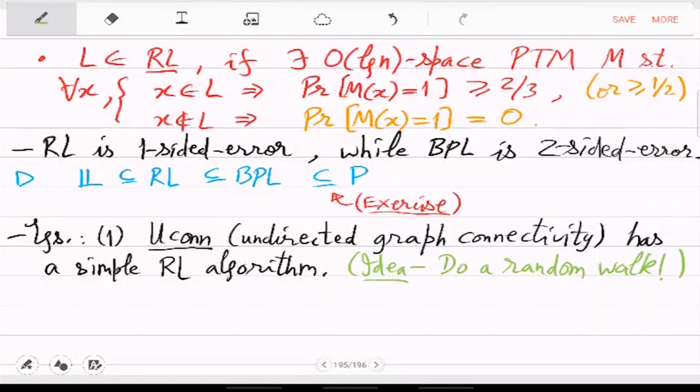Okay, so in the graph starting from S, if you do a random walk, it's a great exercise to show that if T is in the same connected component, then with high probability you will reach T. Okay, so which means that the random walk can be done in log space, because when you are at a vertex V, then you only need to pick a neighbor, and that only needs log n random bits. And the second example is graph isomorphism.